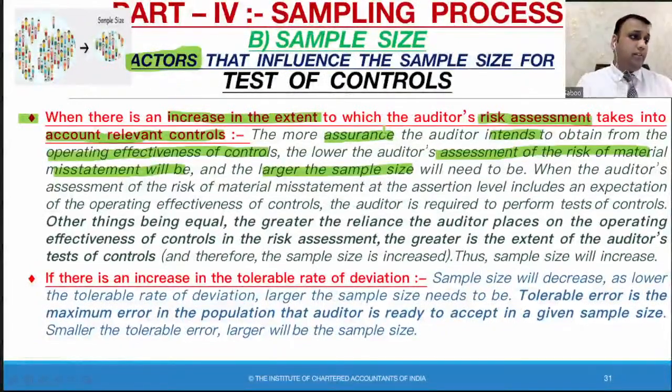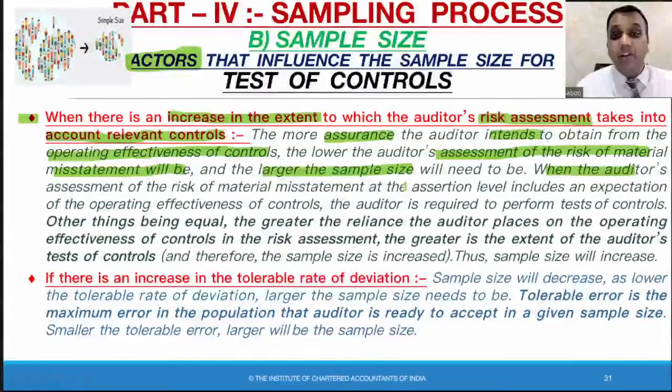So the auditor requires more assurance with respect to the operating effectiveness of controls. He requires more assurance, so his assessment of the risk of material misstatement will be lower. And ultimately, he will go for a larger sample size. It is not inversely proportional; with more assurance, I will not go for a smaller size. More assurance, larger the sample size. Directly proportional, not inversely, directly.